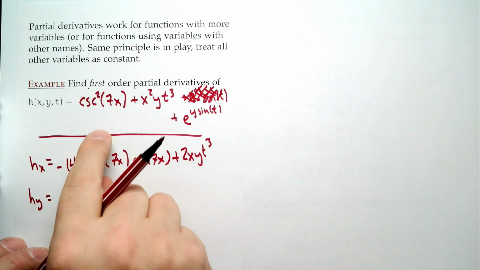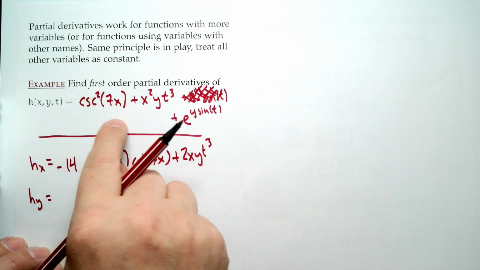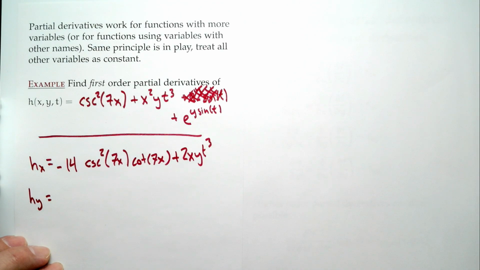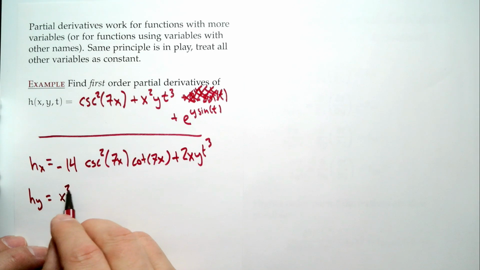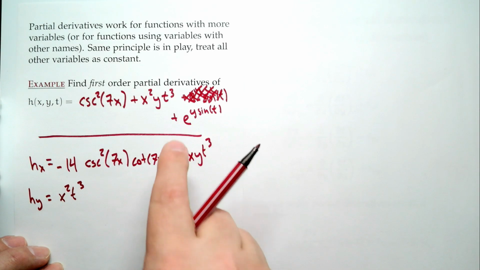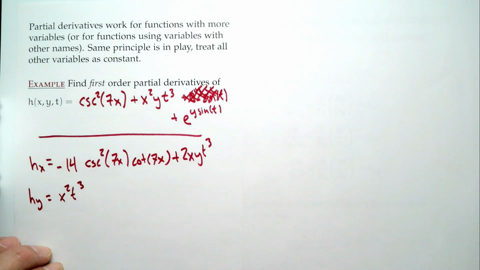Okay. Derivative of cosecant, next variable, y. Cosecant squared 7x with respect to y? 0. X squared y t cubed, derivative with respect to y? X squared t cubed. Derivative of e to the power y sine t with respect to y?